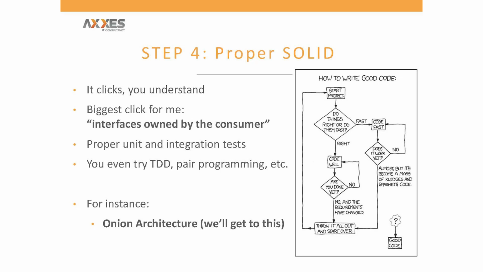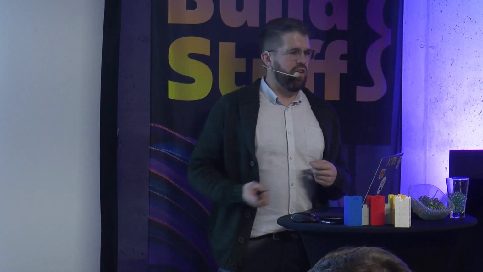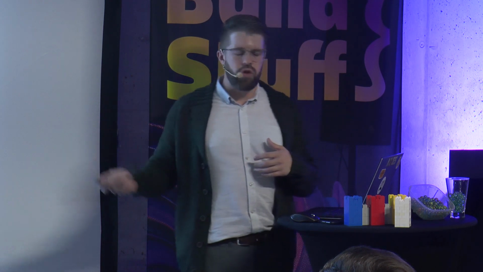For me it clicked when I realized that interfaces should be owned by the consumers and not by the implementers. And that for me made all the other SOLID principles fall into place, and I finally understood what that meant. And that's the first time that you can actually easily write your unit tests and your integration tests. And it's the first time that it becomes possible to really do test-driven design and to start doing pair programming and so on. And for me, one of the easiest ways of doing proper SOLID is to use onion architecture.